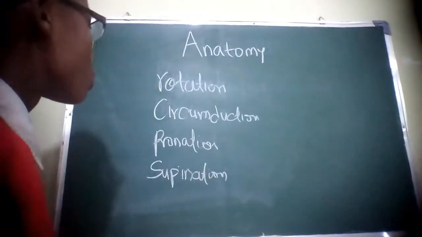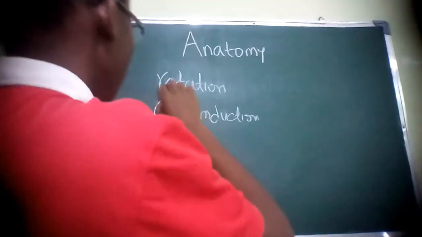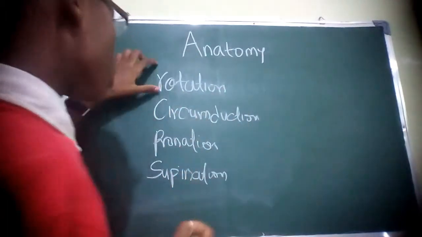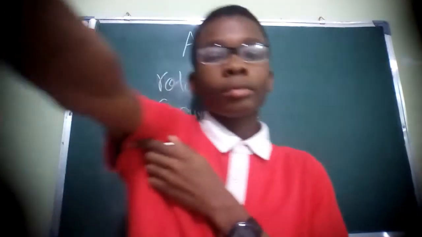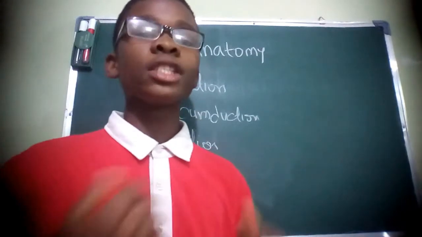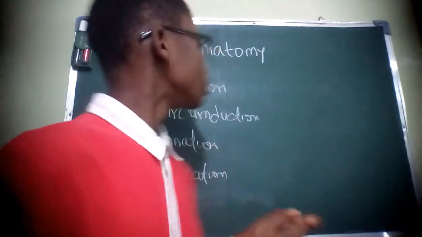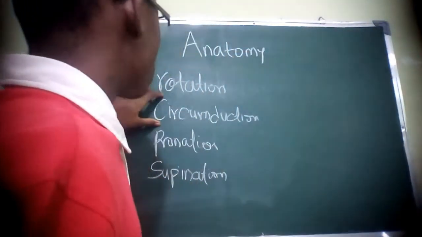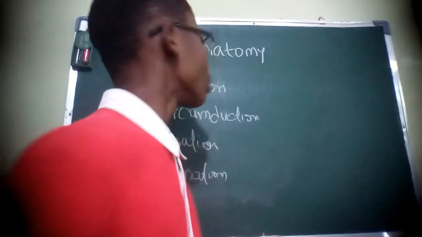So we look at rotation. Rotation is like half of circumduction. What I mean is that rotation involves rotating your hand only this way. When you move it inward, you call it medial rotation because you're rotating it nearer to the midline, while the next one is called lateral rotation, when you're rotating it further away from the midline. While circumduction is a combination of both the lateral and the medial rotation.